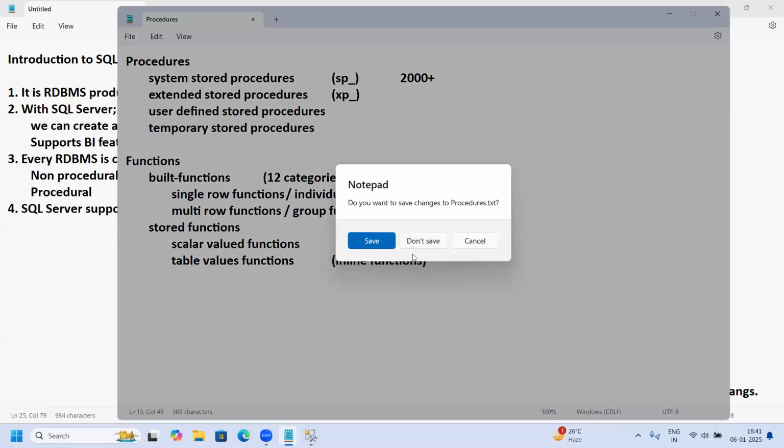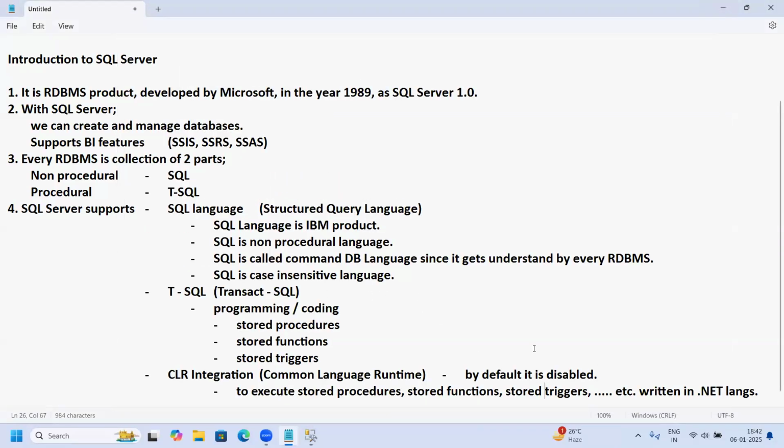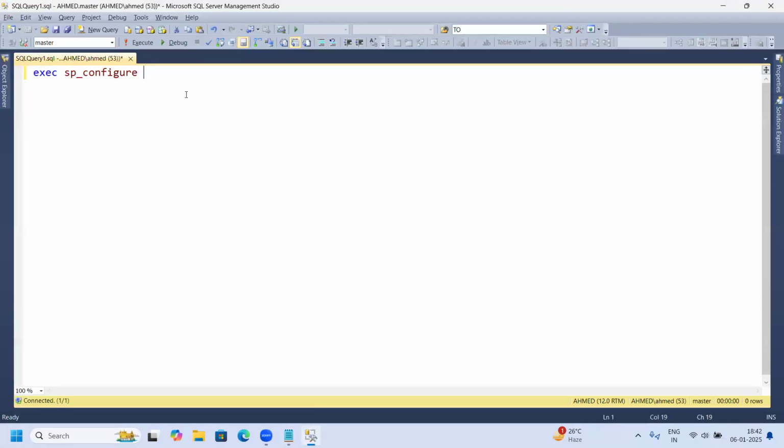Or another option, what I generally follow in my DBA classes. But before that, I'll show you once. This is one system stored procedure, sp_configure. What do you want to check? You want to check whether CLR is enabled or not. Go for it. So check that.